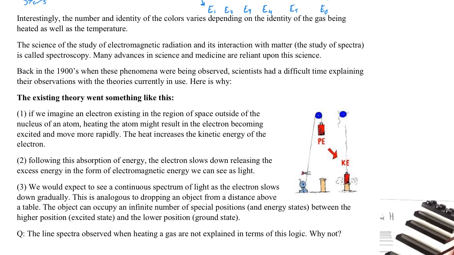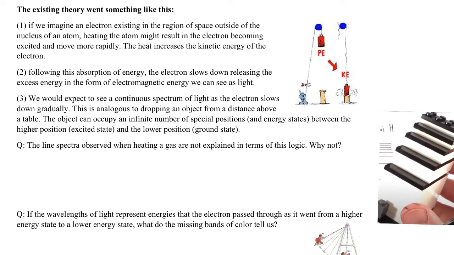Now, in the early 1900s, when all of this was first discovered, scientists had a relatively difficult time explaining all of this using the theories that were available at the time. And here's why. Basically, the existing theory, before the modern theory that we're getting into now was developed, went something like this.